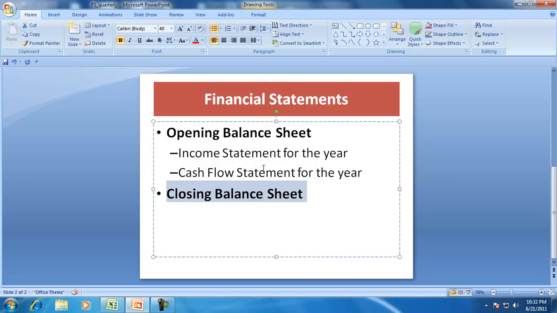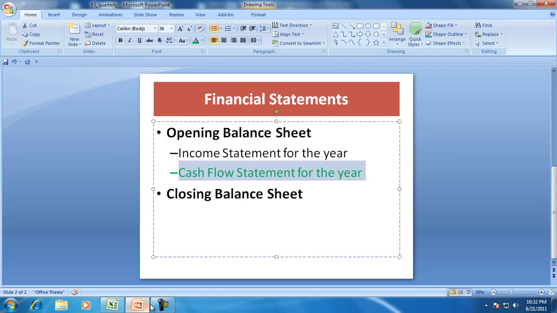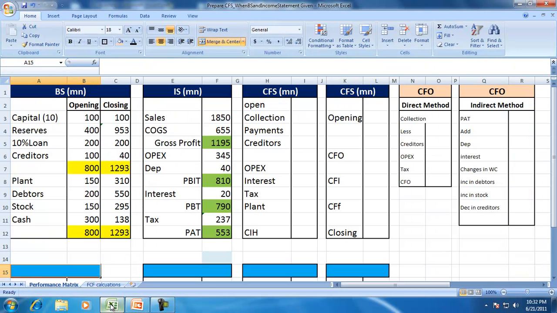What we will try to see today is that when the opening balance sheet, income statement, and closing balance sheet are given, we can prepare the cash flow statement for the period. So let us take an example to understand that. Let me take you to an Excel.